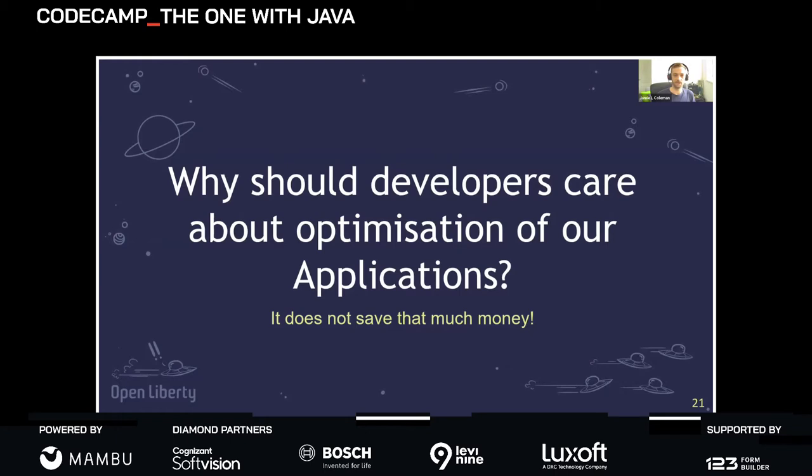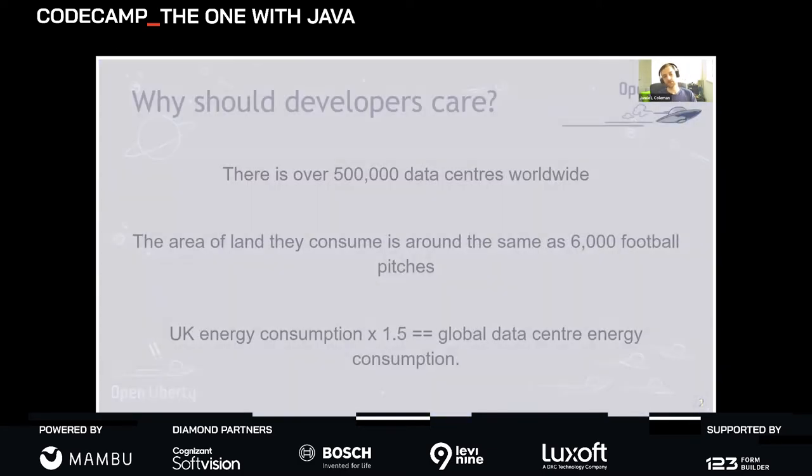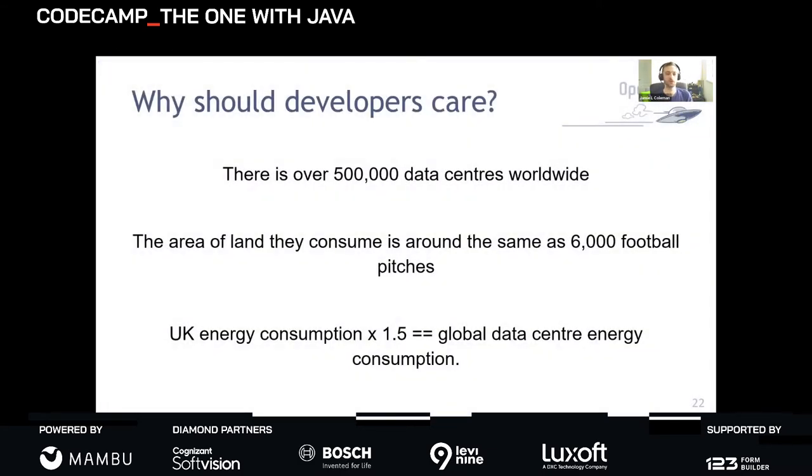Because even in our organization, is optimizing these microservices and the services we have going to save that much money? Well, that's just you and that's just your company. There are millions of developers around the world. And for example, there are 500,000 data centers, way over that now probably. And they currently consume about the land of 6,000 football pitches.